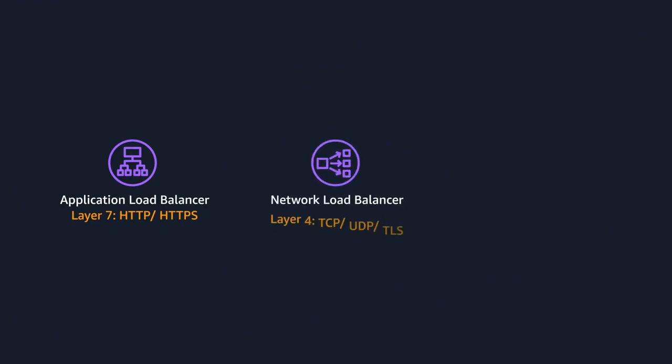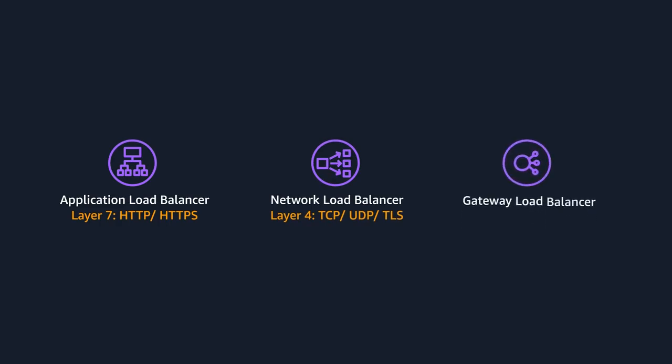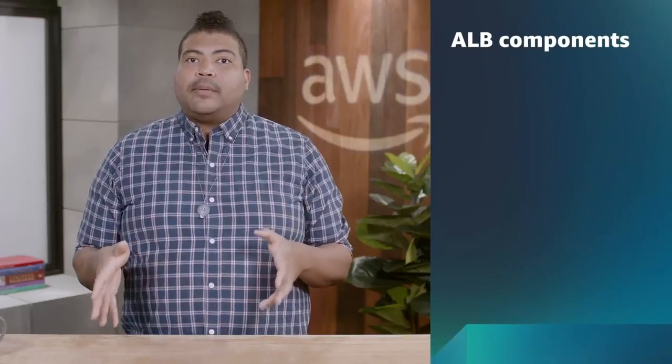Now, there are several types of load balancers that you can choose. There's the application load balancer. That load balances HTTP and HTTPS traffic. There's the network load balancer that routes TCP, UDP, and TLS traffic. And there's the gateway load balancer that is mainly used to load balance requests to third-party applications. For our employee directory application, we'll be load balancing web traffic, so we'll be using the application load balancer, or the ALB. When you create an ALB, you'll need to configure three main components.